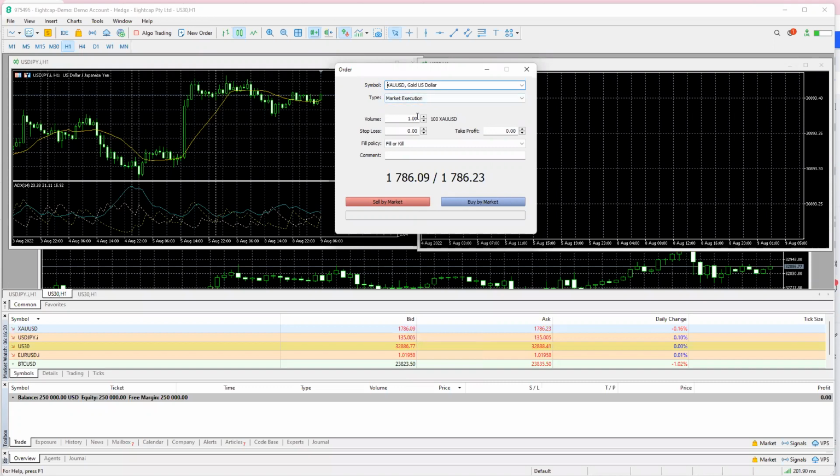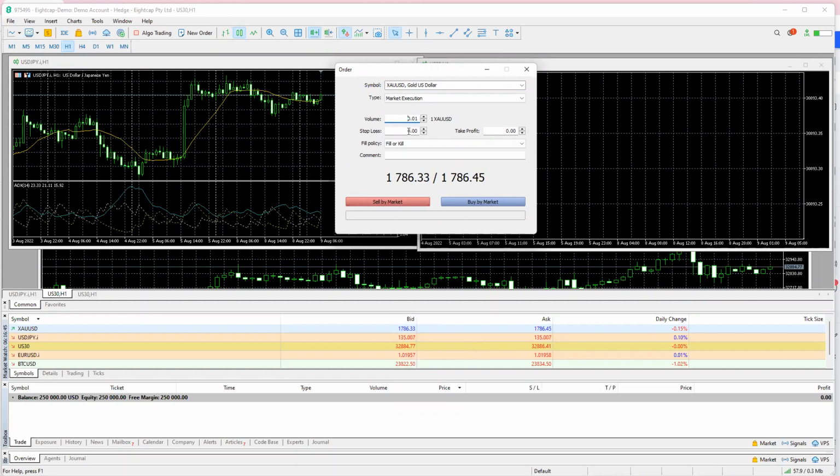Okay, now let's say you want to put a different volume. So you just click right here, you go 0.01, and now this is 1 penny worth of volume. So every time a penny goes up, you also make a penny. So you can basically just track this right here on the gold. It's different for each one.